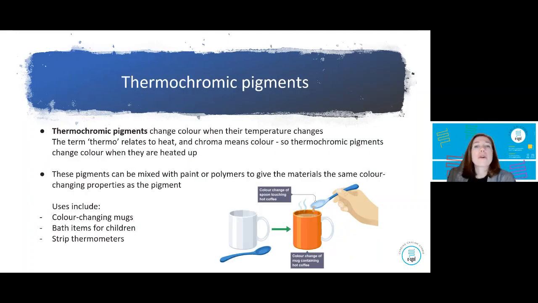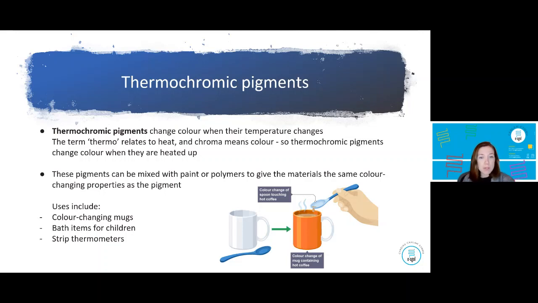So let's start with thermochromic pigments, which I have briefly mentioned in the previous slide. Thermochromic pigments change colour when the temperature changes. So the term thermo, I'm sure you've heard of that through thermal wear, things you might wear under your clothes in the winter, for example. Well, thermo means heat, and chroma, so maybe you've come across, well, you will have come across chromatography, which is to do with the separation of colour or pigments. Chroma means colour. So if you put them together, thermochromic is to do with a change in colour with a change in heat.